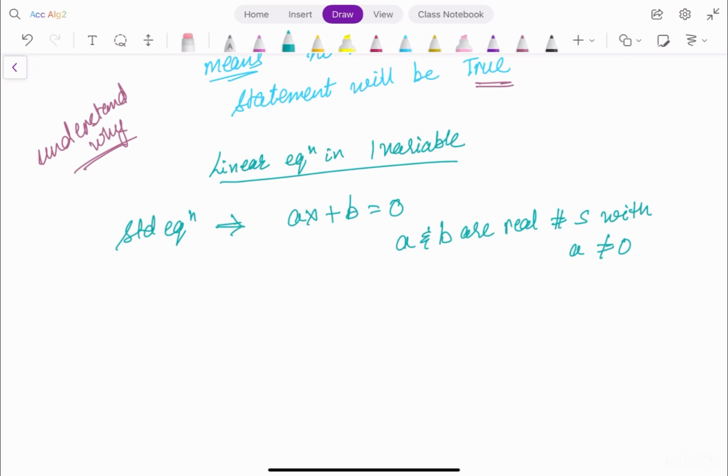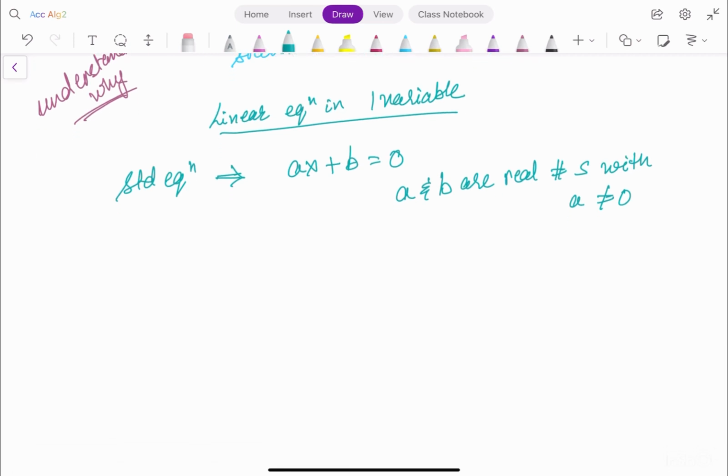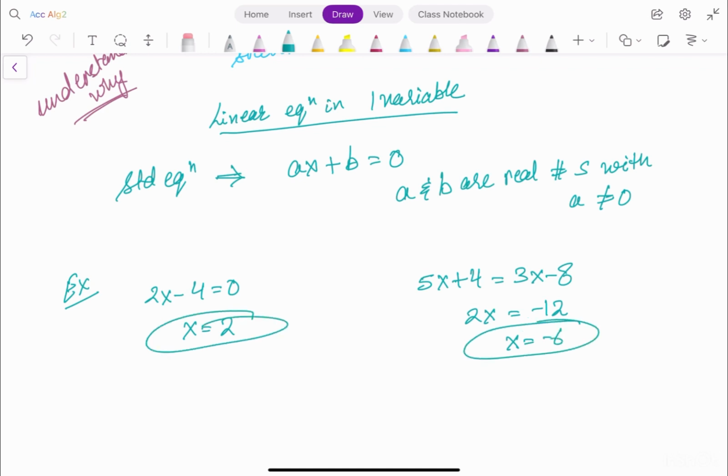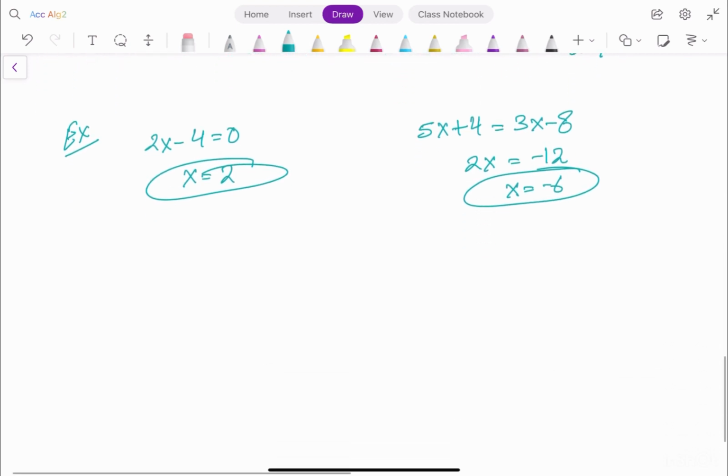So let's take one example. We have 2x minus 4 is equal to 0. If I have to solve it, we know how to solve it. We will get x is equal to 2. Let's take one more example: 5x plus 4 is equal to 3x minus 8. Can I do the inverse operation? Adding and subtracting, multiplying, dividing. We will get the value of x as negative 6. Right? So we can check these answers by plugging the answer back in the original equation to avoid any extraneous solution. So this is how you know how to solve the equation in one variable.